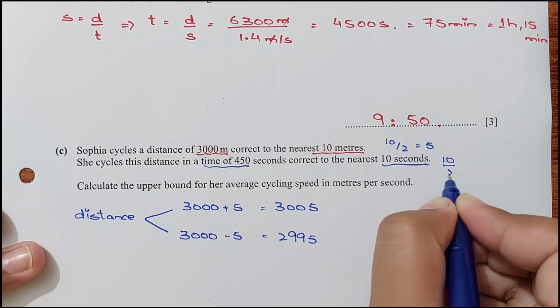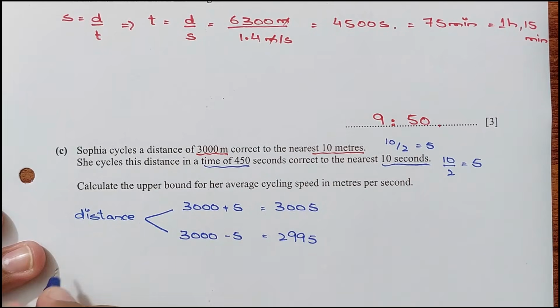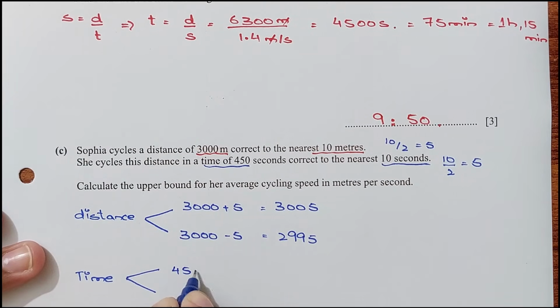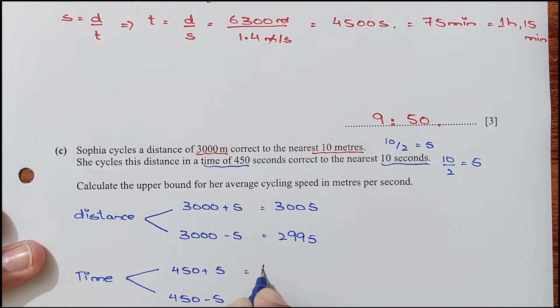So this is again 10 by 2, which is 5. Now let me solve for time. Upper and the lower bound of time. In 450 we add 5 and in 450 we subtract 5. This is 455. This is 445.